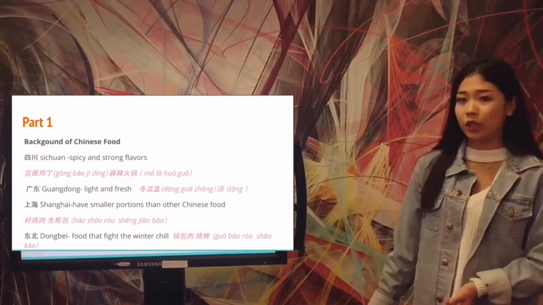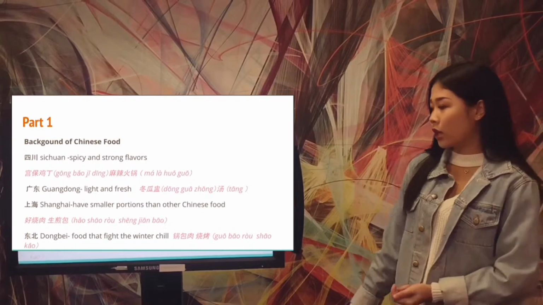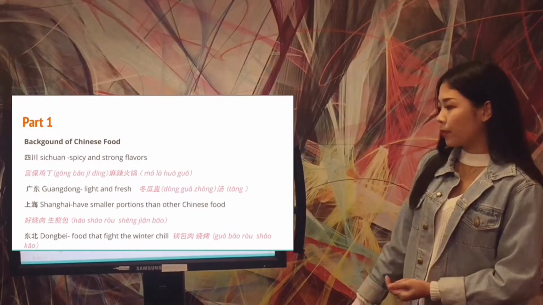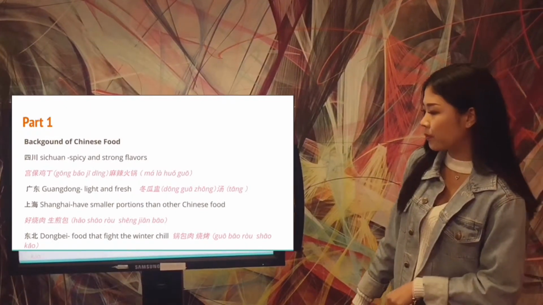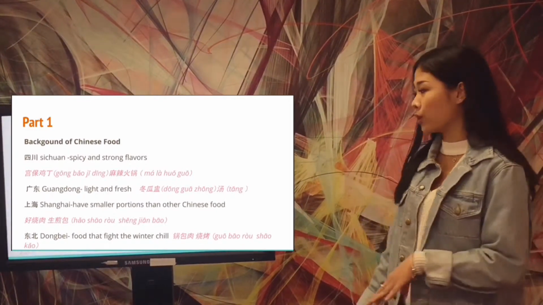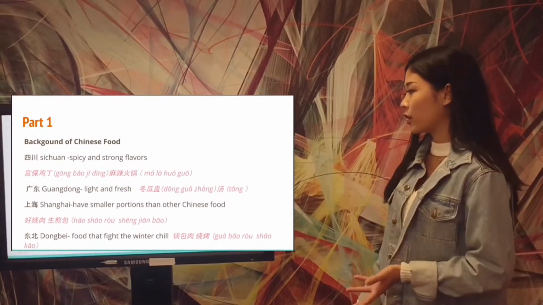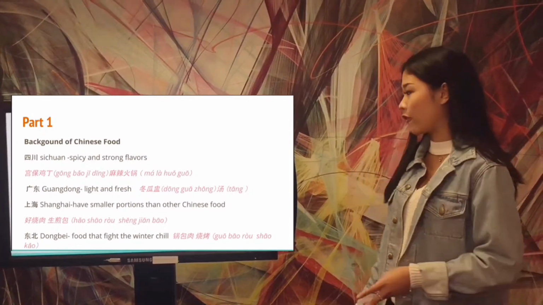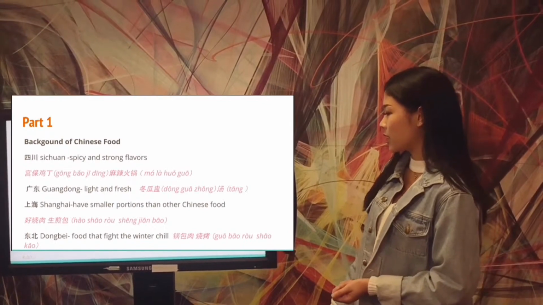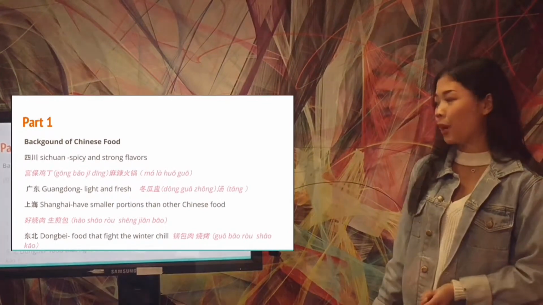The last food that I'm going to talk about is Dongbei food. Most of it is really hot, and the main food that they have is noodles in a soup. Dongbei people want to fight the winter chill, so they have really hot food such as guo bao rou and shaokao barbecue.